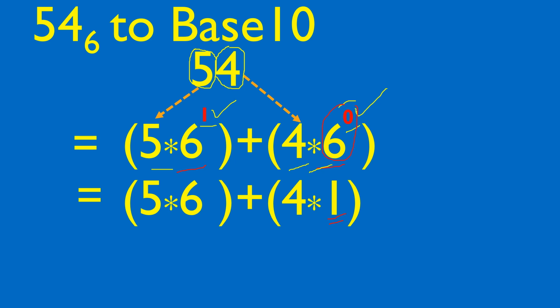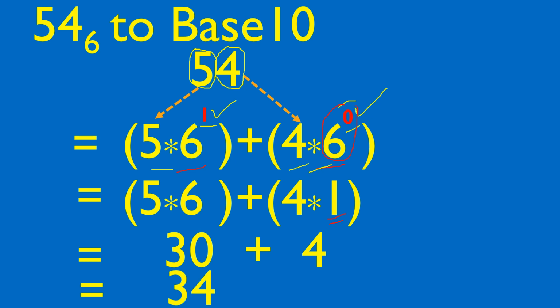So let's simplify further. We have 5 times 6, which we know is 30, and then we have 4 times 1, which we know is 4. So when we have 30 plus 4, we have 34. So in converting 54 in base 6 to base 10, what we have is 34 in base 10.